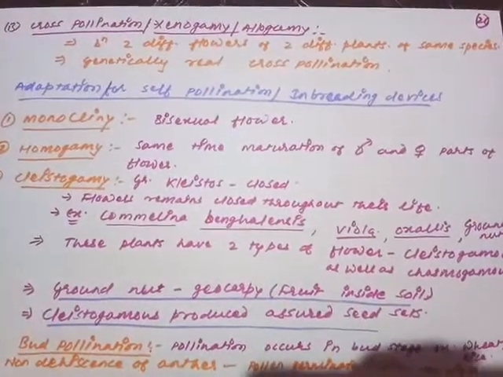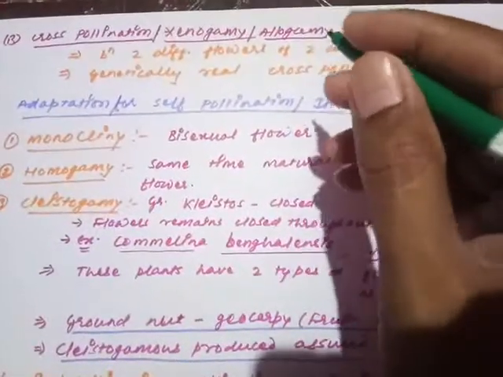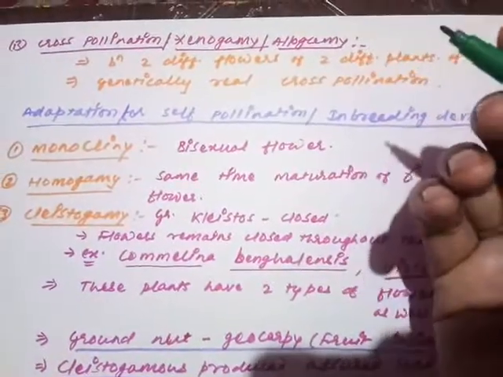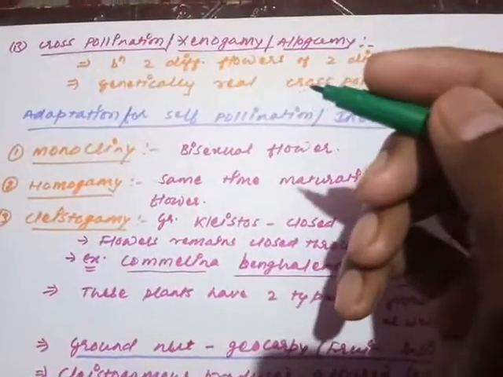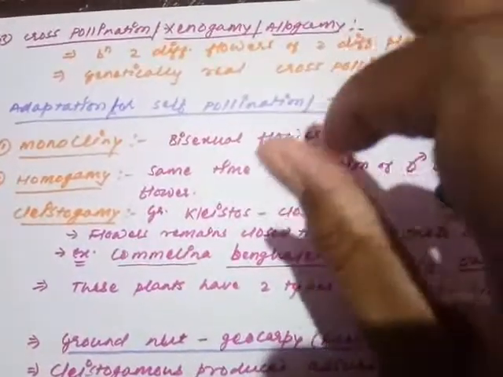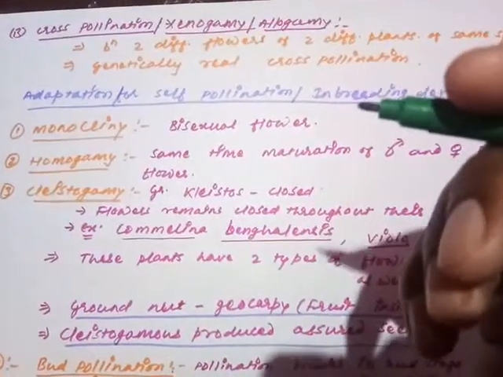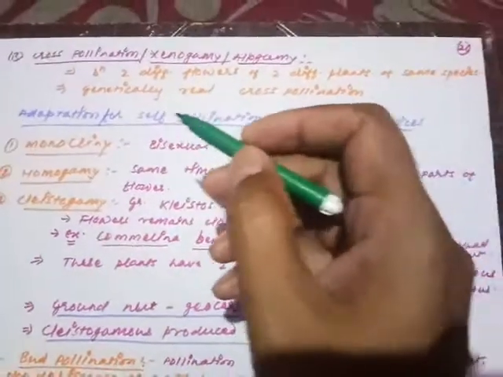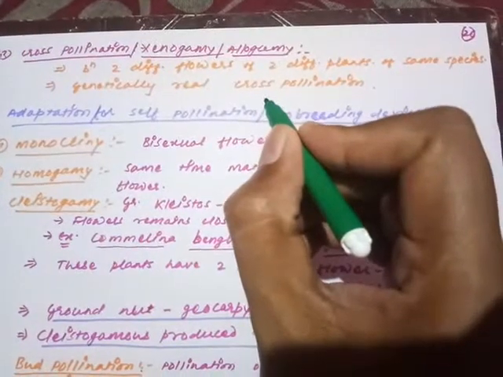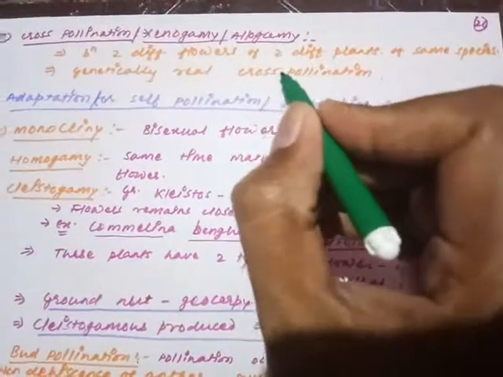The next type of pollination is called cross pollination or xenogamy or allogamy. Cross pollination, xenogamy or allogamy: gamos, fusion; allos, another. Xenos means strange. So strange means what? Whenever the pollination occurs between two different plants, not in the same plant. What is there in autogamy or geitonogamy? The pollination process was occurring in the same plant, but in case of cross pollination, the pollination process will occur between two different plants of the same species.